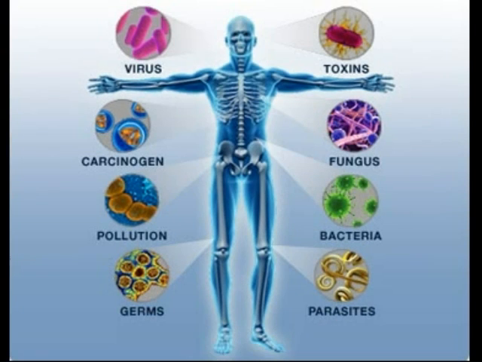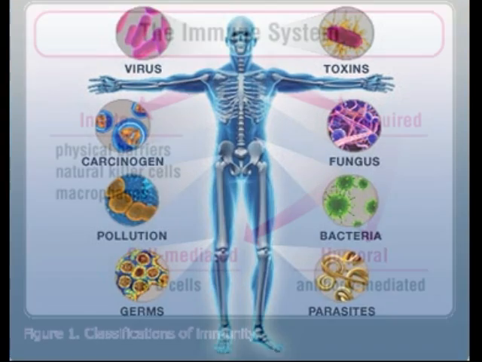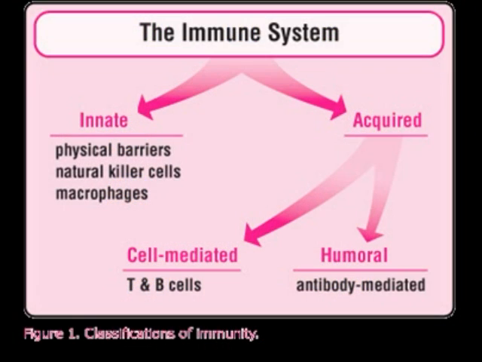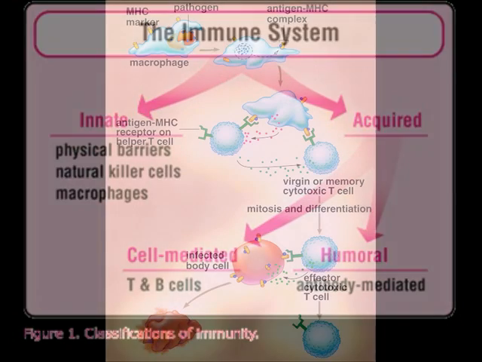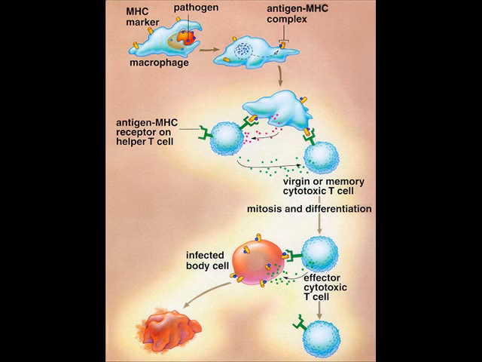The body protects itself from disease via the immune system. There are three phases to the immune response: physical barriers, nonspecific responses, and then the specific humoral and cell-mediated responses. In the third phase of the immune response, the cell-mediated response is activated and sends out lymphocytes, more commonly known as white blood cells, to help combat an infection.